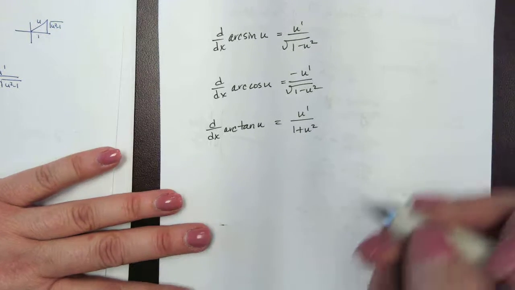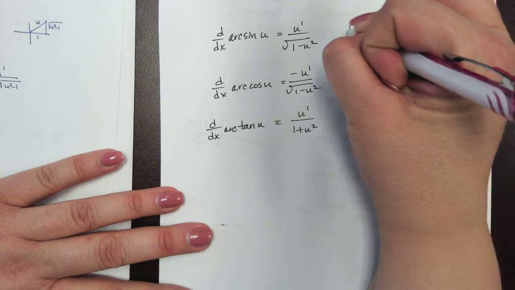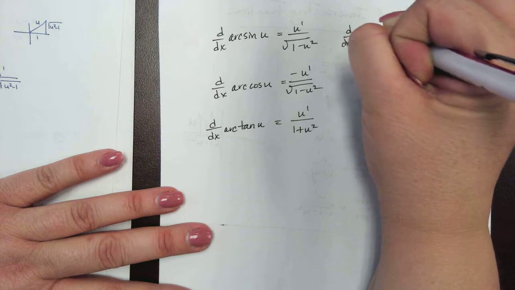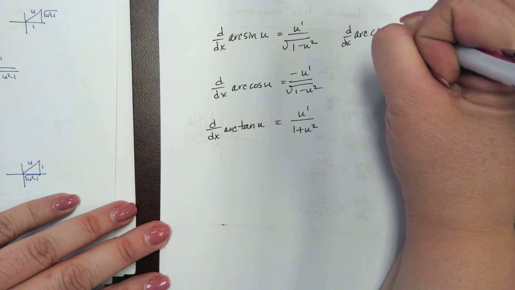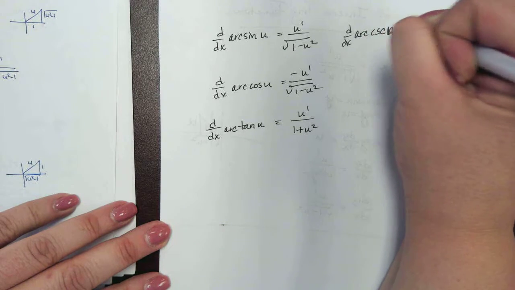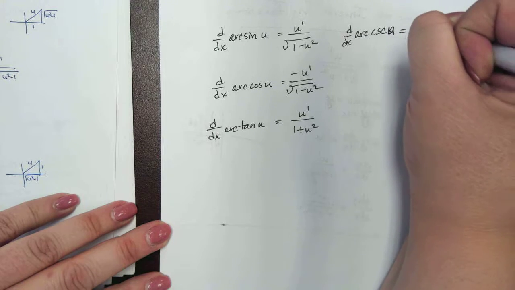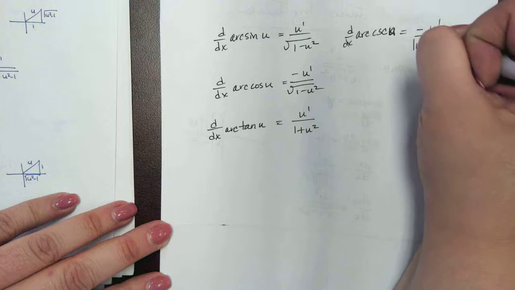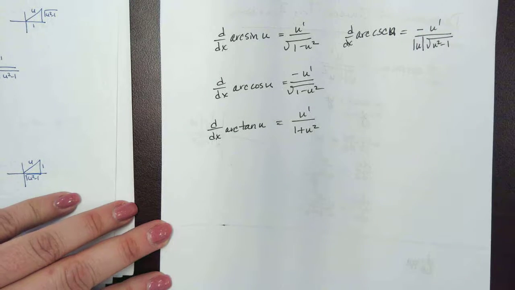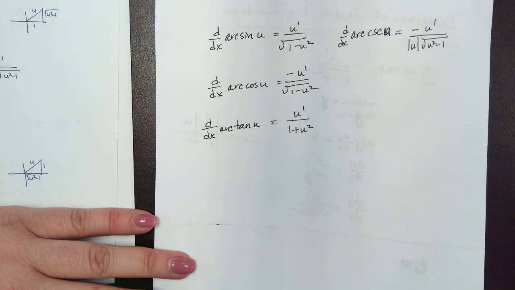Okay, let's keep going. d dx of arc cosecant u is equal to negative u prime all over absolute value of u times the square root of u squared minus 1. Here we're getting nasty.